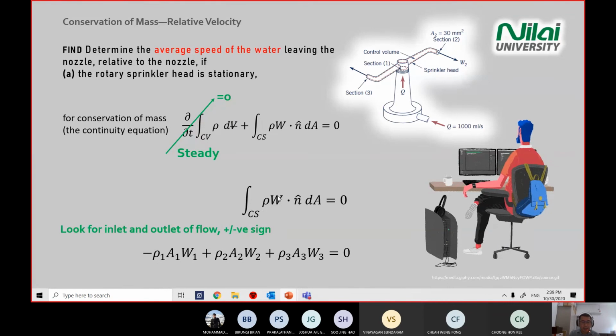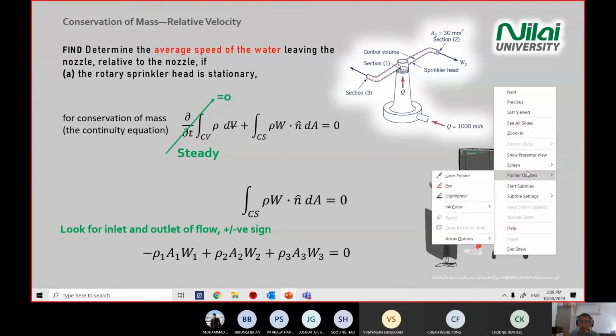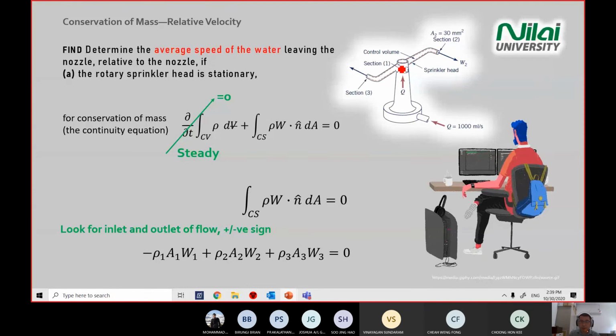By looking at this equation, we have in and out here. We have three points we're going to focus on: section 1, section 2, and section 3. We know that section 1 is going in.